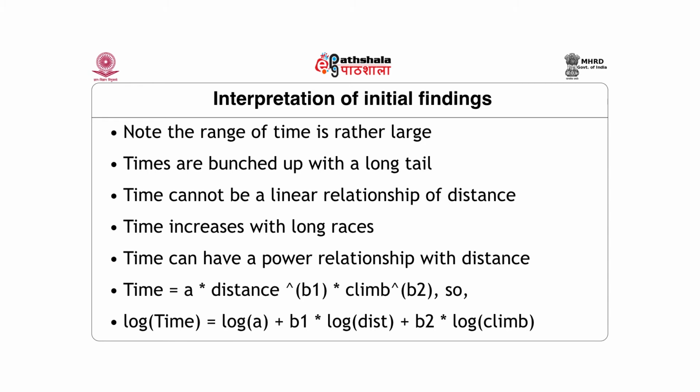So time equals a times distance to the power of b1, which is the coefficient, times the climb, that is also raised to a certain power of b2. And when something like that happens, from our math, we know that we can take a log function. So log time is equal to log a plus b1 times log distance plus b2 times log climb. This is the conceptual model we can jolly well test in a multilinear regression model.